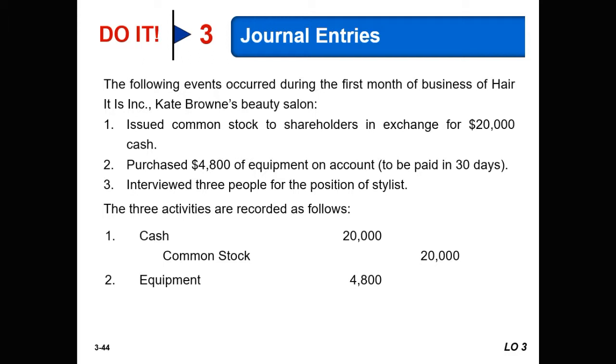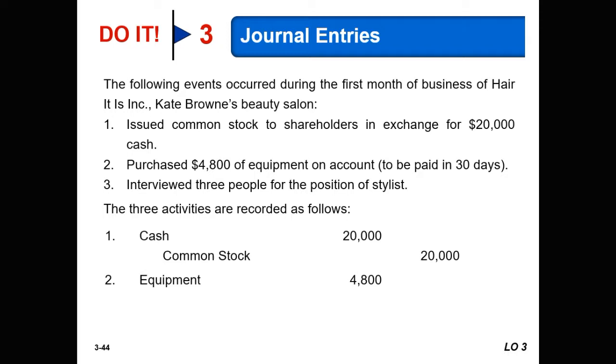But the rest of it is not as clear as, say, in exchange for $20,000 of cash, we issued common stock. It says on account to be paid in 30 days. When you hear the words on account, I want you to think either accounts receivable or accounts payable. Accounts receivable is an asset, accounts payable is a liability. They both are expected to convert within the next year or the operating cycle, whichever is longer, making them current.